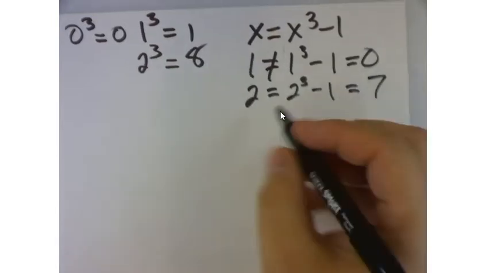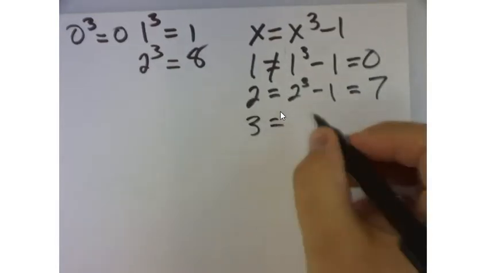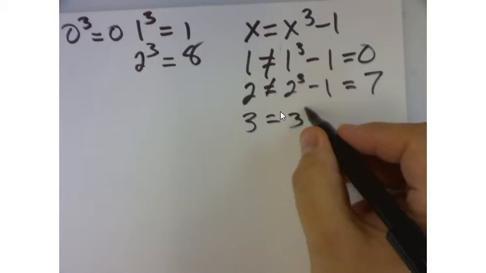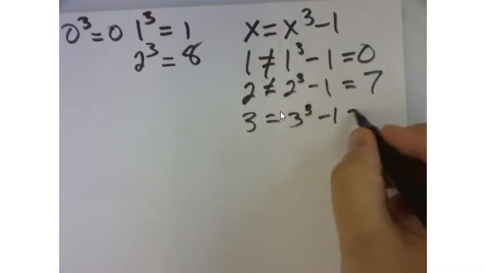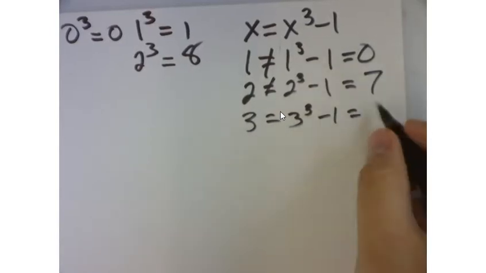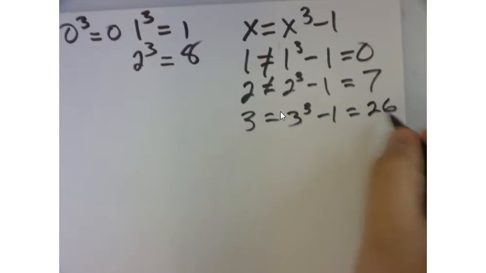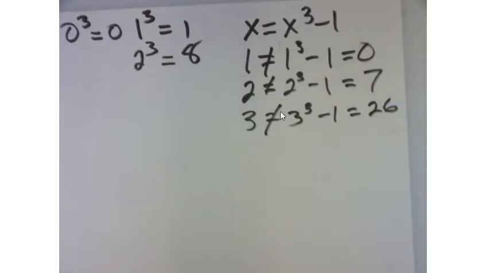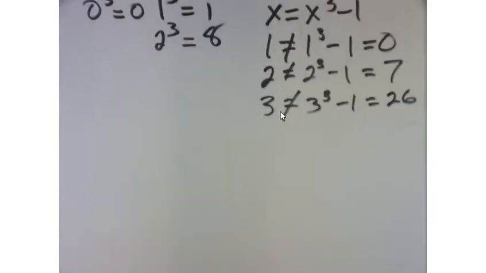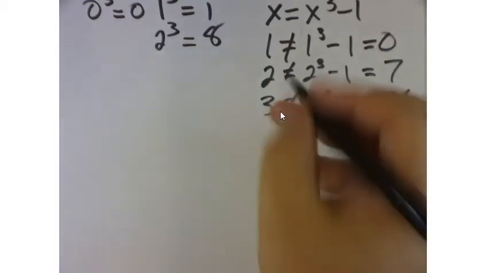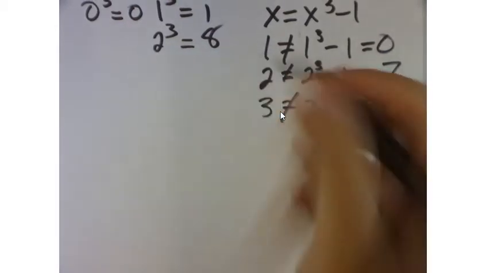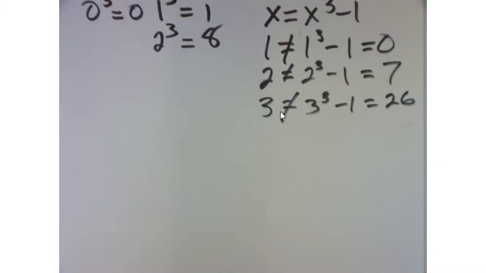So, if I plug in 3, that didn't work. 3 cubed minus 1 is 27 minus 1, which is 26. So if this number exists, it's got to be between 0 and 2, right? x has to be between 1 and 2, is what I meant to say. Does that make sense? Okay.